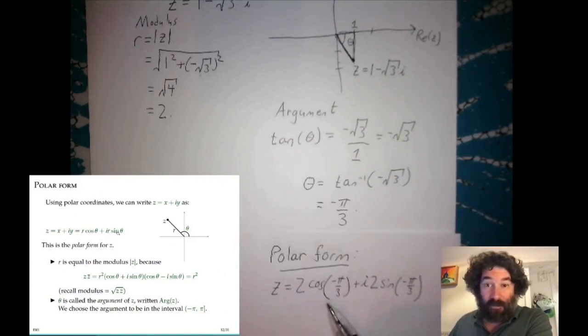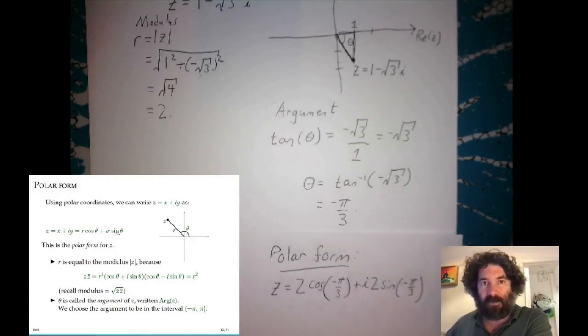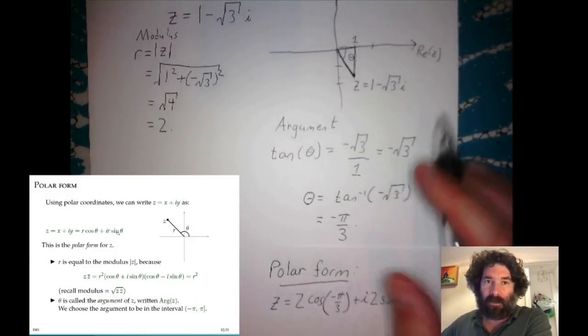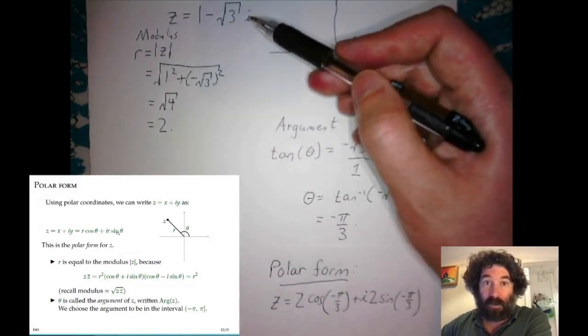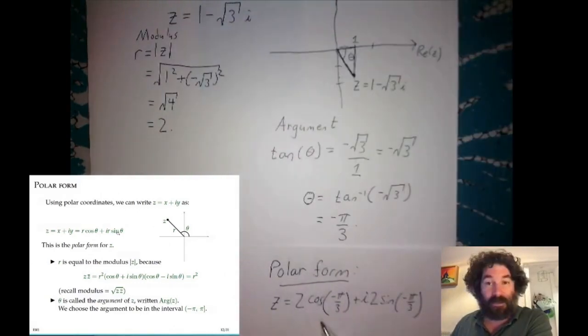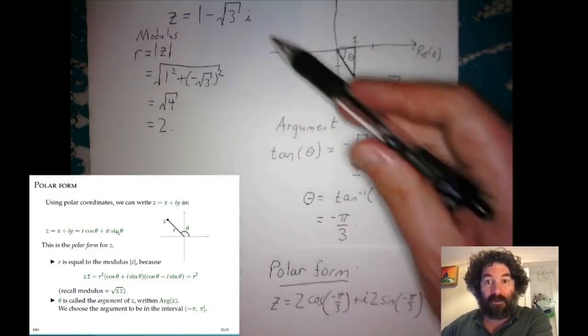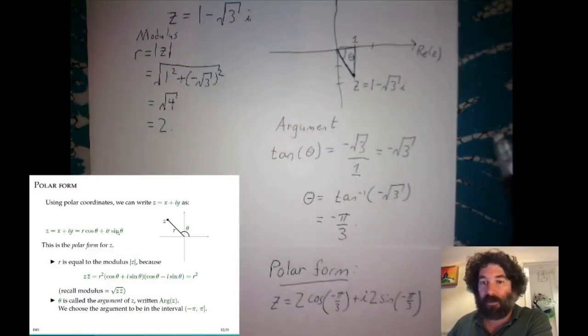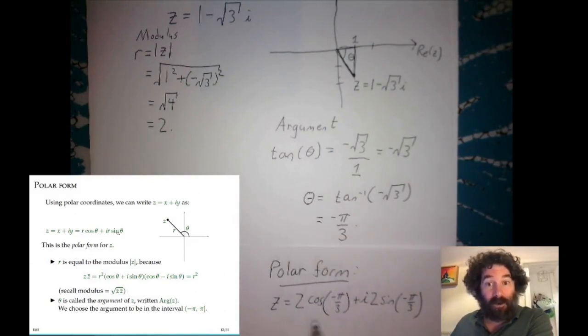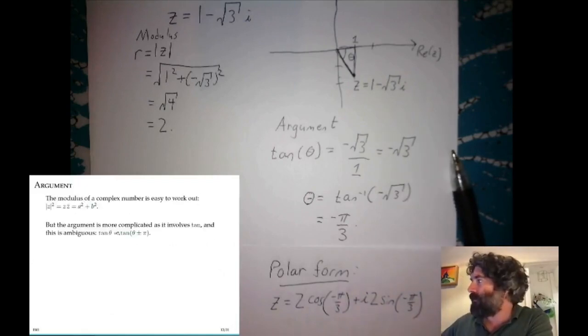Okay, and so if you write in the values of cosine of negative pi over 3 and sine of negative pi over 3, you'll get back this complex number, 1 minus square root of 3 i. So 2 times cosine of negative pi over 3 is 1, and 2 times sine of negative pi over 3 is negative square root of 3. Okay, but this is the polar form where we write it as r cosine theta plus i times r sine theta. All right, this is the end of this video.